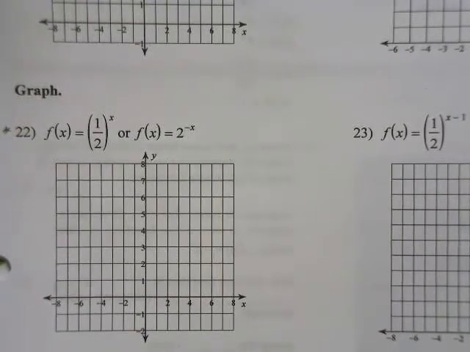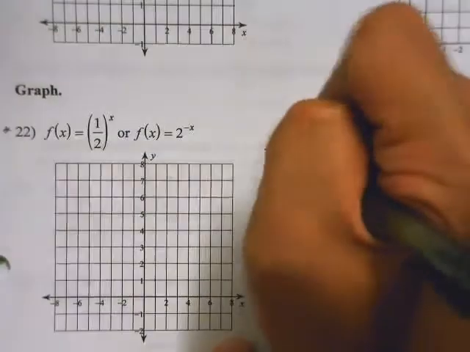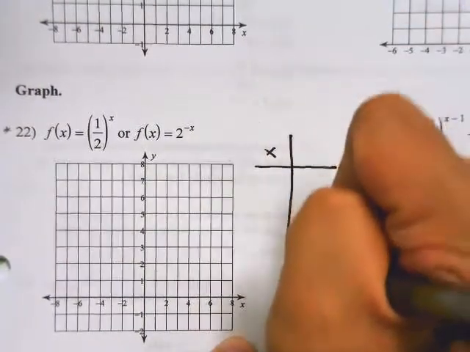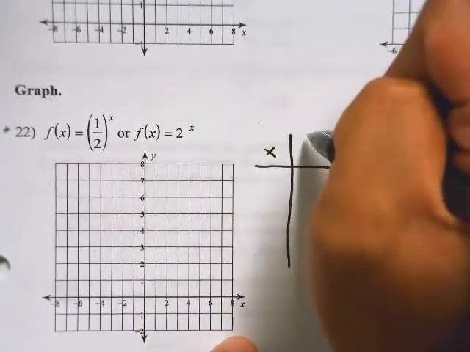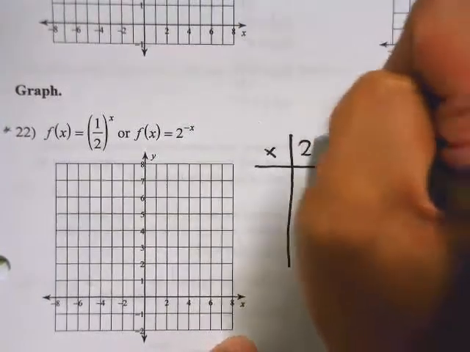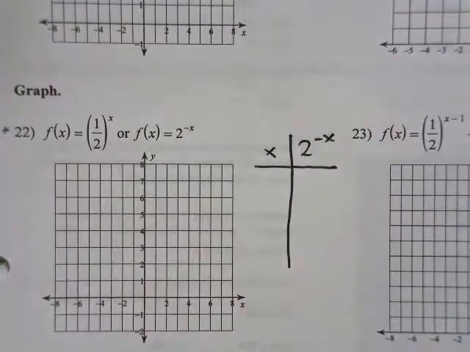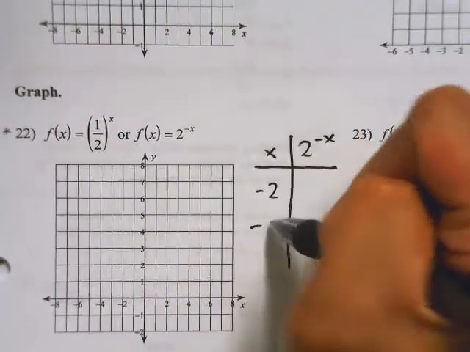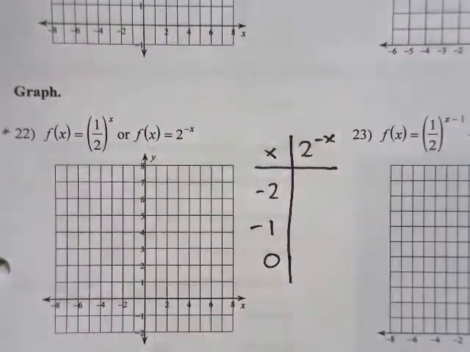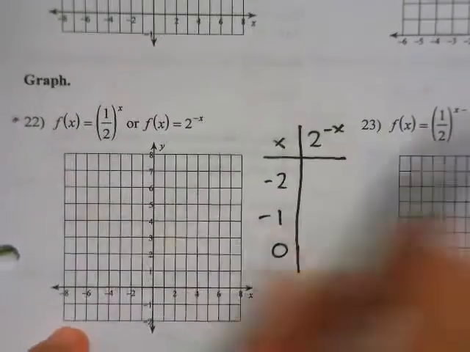If we want to do something like f of x is equal to 1/2 to the x, or 2 to the negative x, let's go plot some of these points here. I think I want to use 2 to the negative x. I know what the shape looks like, and so these are the points that I'm going to use: -2, -1, and 0.